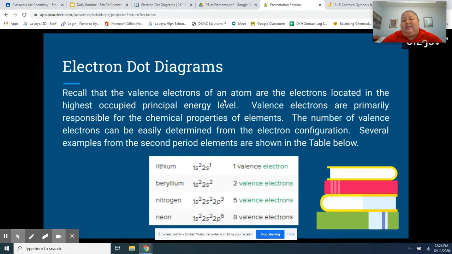One way to determine how many valence electrons an atom has is to use the electron configuration. So those are the three most important things from this slide. First, where are valence electrons located? In the outer energy level. Second, why are they important? Because they're responsible for the chemical properties of elements. And what's one way we can determine the number of valence electrons? With electron configuration. Remember those three things, because it's going to come up right now.